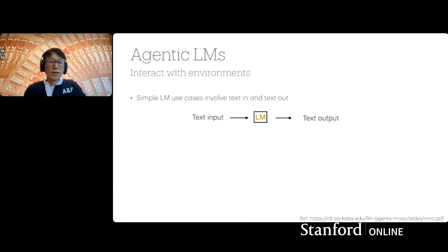All right, so agentic language model. There can be many definitions. One definition is that it can interact with the environment. Compared to simple language model usage, as you see in here, which is text input and text output.